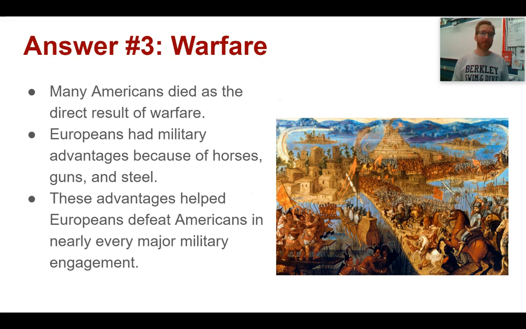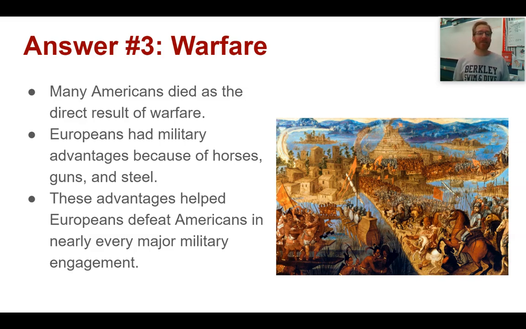the continent. Answer number 3 is warfare. Many Native Americans did die as a direct result of warfare. They died in combat. The reasons for this are because of the European military advantages. Horses. Europeans could move much more quickly, and fighting from horseback, particularly against foes that don't have gunpowder, is a real advantage. Guns, particularly cannons, but also rifles, are an advantage that the Europeans had.